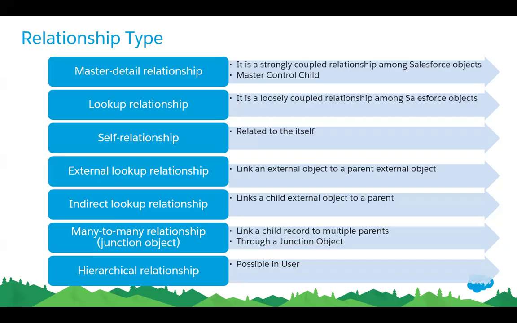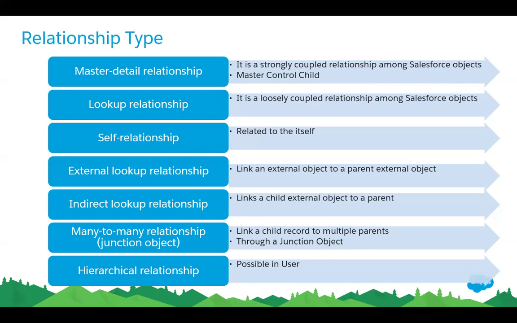Okay, so when we say lookup relationship, it's a loosely coupled relationship, and one object can exist without the other object. For example, here, if you delete the department, it will not impact the student, because the student can exist without the department, right? Let's say he is a repeating student, for example, then there will be no department for the student. So there is no strict relationship between them.